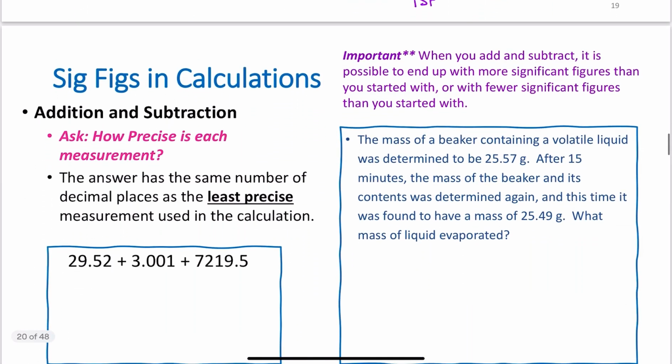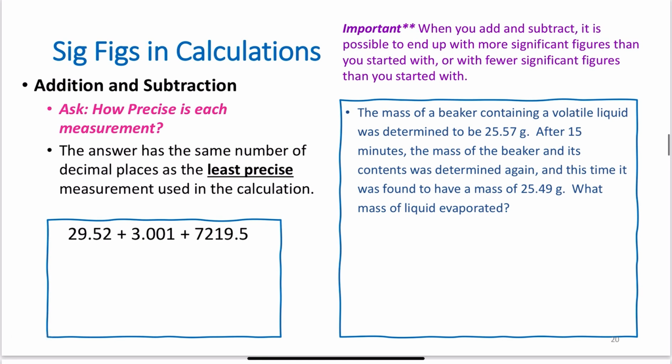What about calculations? This is where students really get confused and bothered. They have a hard time with the calculations. Addition and subtraction have a different set of rules than multiplication and division. You've got to get these rules straight in your head because it's the only way to do it. When you are doing addition and subtraction, this is the rule students forget the most. You are asking yourself, how precise is each measurement? The answer has the same number of decimal places as the least precise measurement used in the calculation.